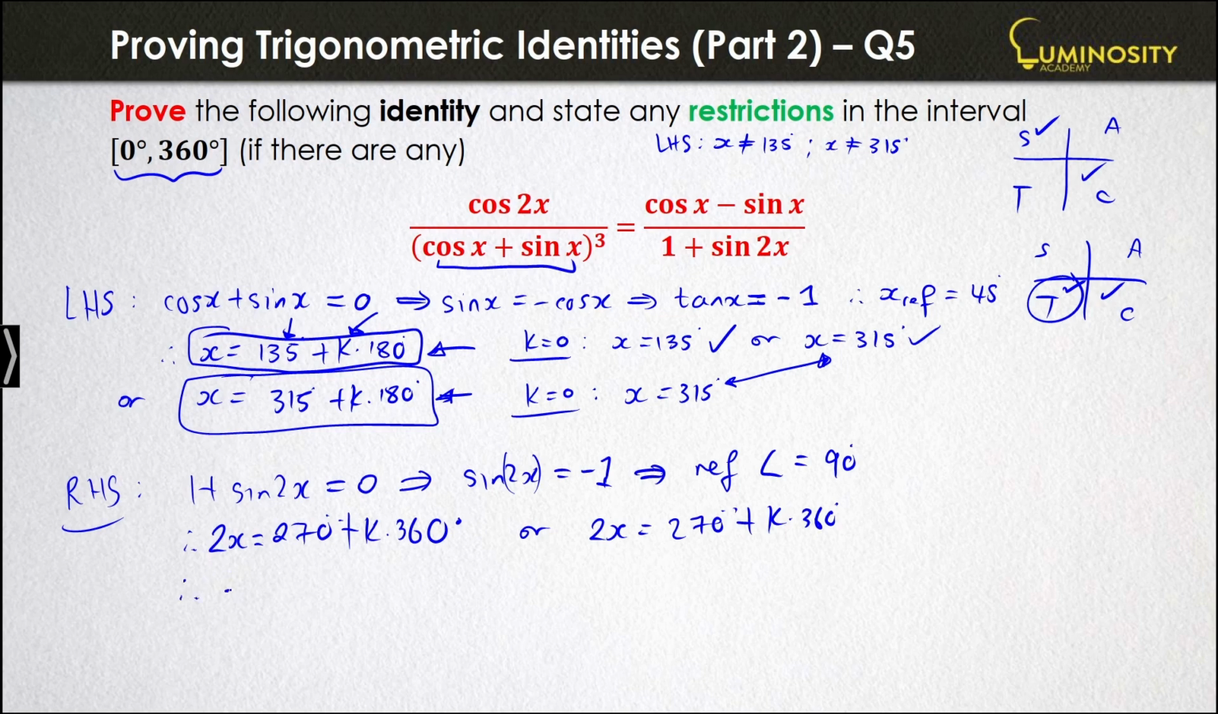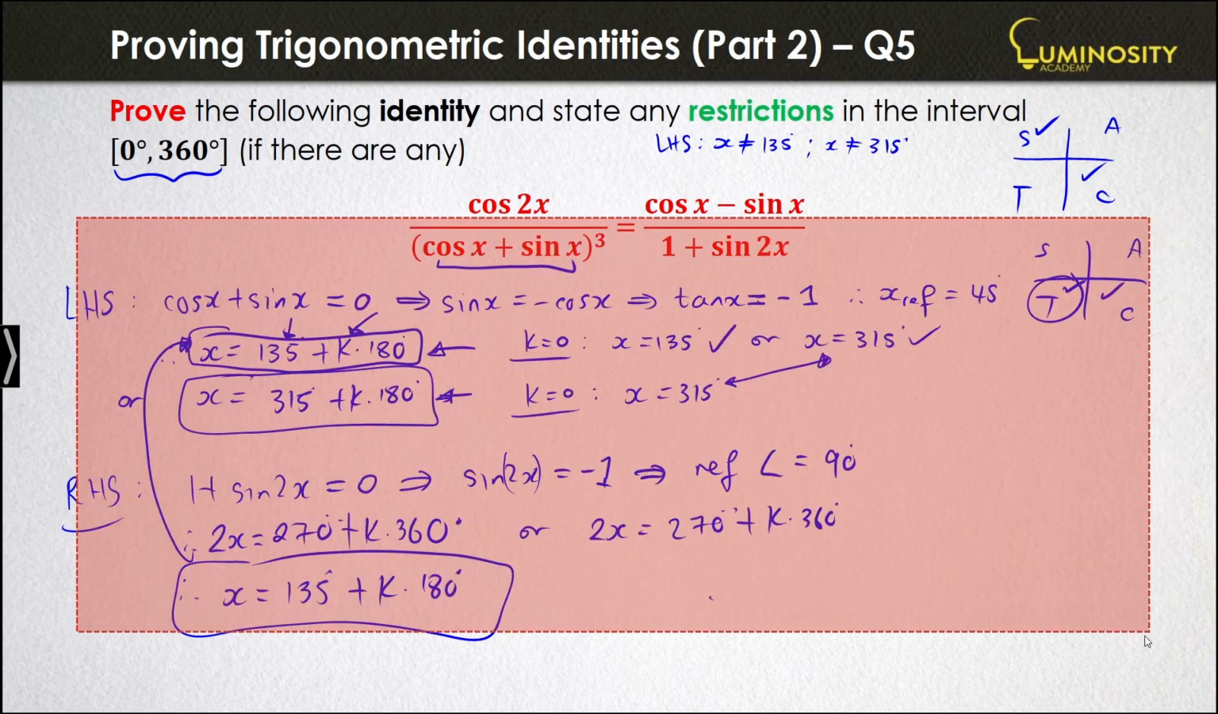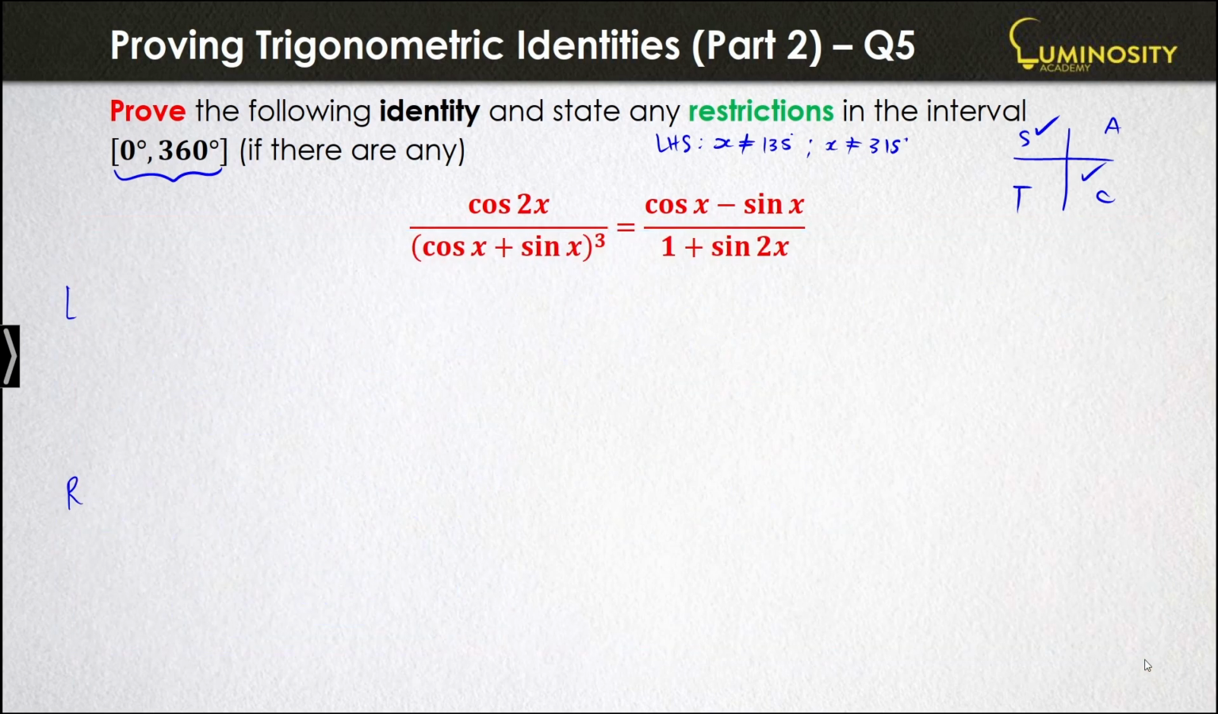Okay, so if I divide both sides by 2 here, I get x equals 135 degrees plus k times 180 degrees. Now, where does that look familiar? That's exactly this one here. So it's going to have exactly the same undefined solutions. Okay, so that is the restrictions. So let's make some space now and then prove the identity is true.